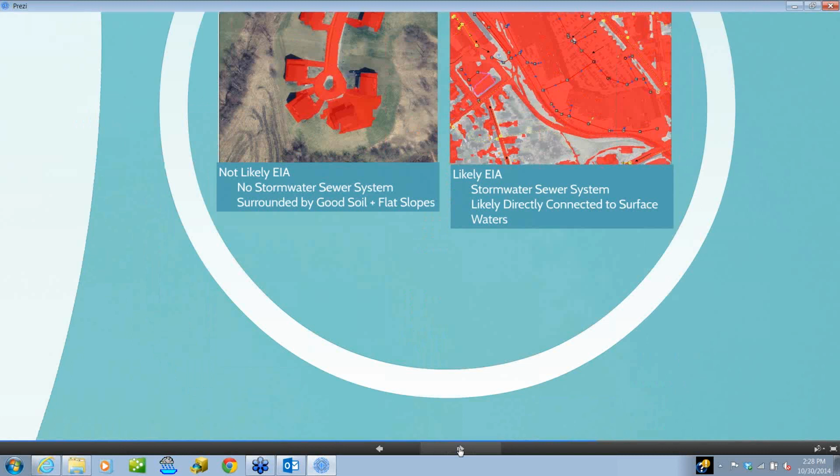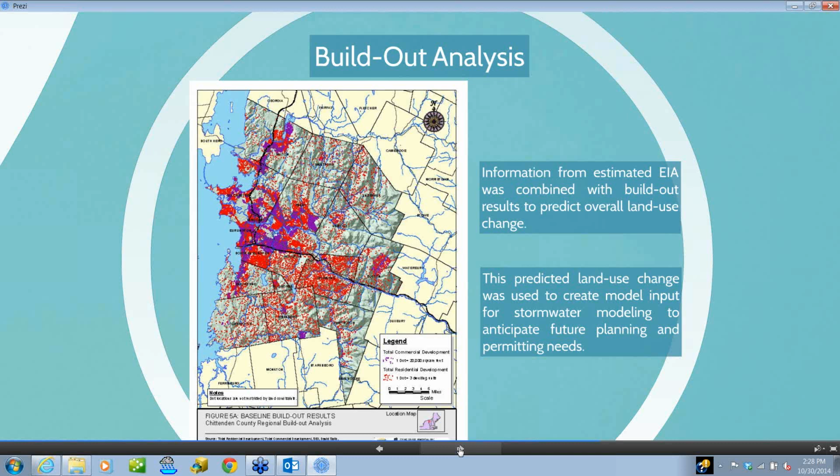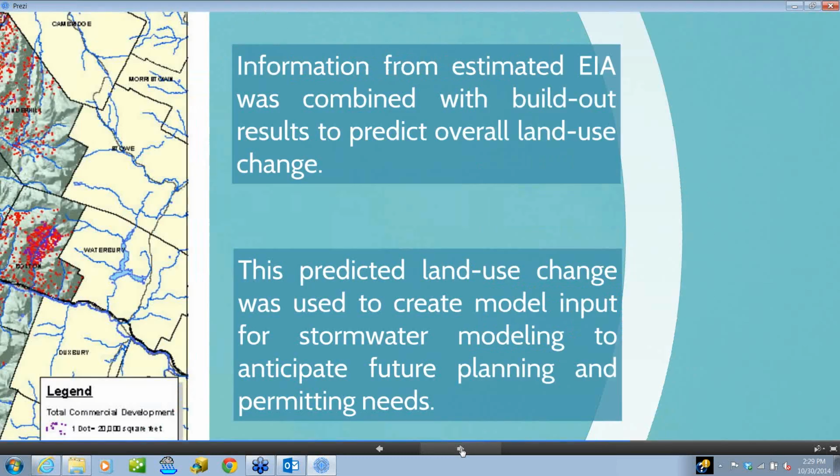And the investigators in this study estimated the effective impervious cover area, which was combined with projected build-out results based on models completed by the town and then also by the consultant for residential and commercial areas in the town to predict overall land use changes. And these land use changes were used to create these stormwater model inputs, which would serve to anticipate where in the town there should be focus for planning and permitting, and what the permitting should look like to manage these additional flows.